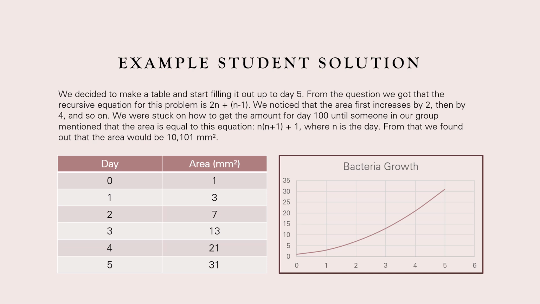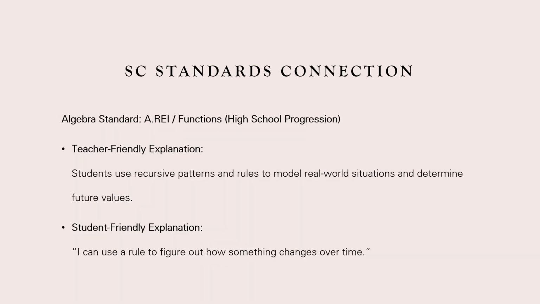They seemed to get stuck on how to find the value for day 100 until someone in their group pointed out that the area also follows the equation n times n plus 1 plus 1. They then were able to find out that the area on day 100 would be 10,101 millimeters squared. Here are the South Carolina standards that this particular lesson follows, if you're interested.